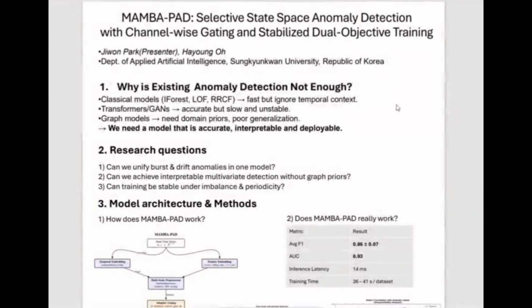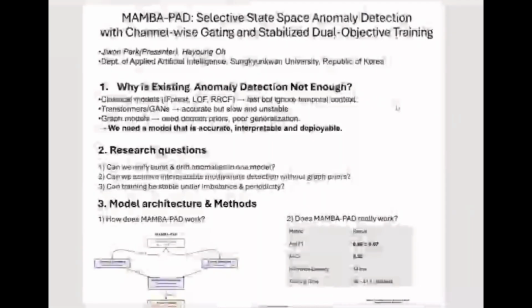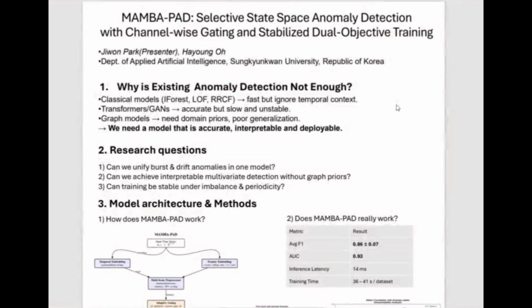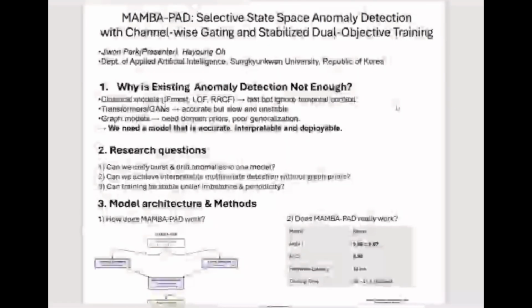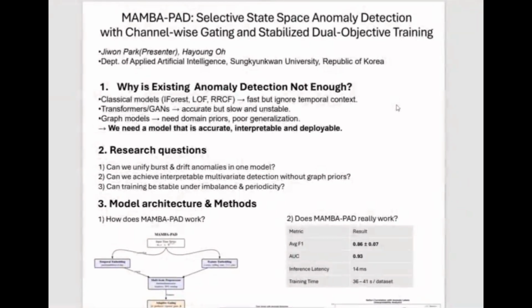To introduce myself again, I'm John Park, and the title of the topic I'm presenting is MAMBA-PAD: Selective State-Space Anomaly Detection with Channel-wise Gating and Stabilized Dual Objective Training. This work was done at the Department of Applied Artificial Intelligence at Samjeongan University in South Korea, and my advisor is Hayang Oh.